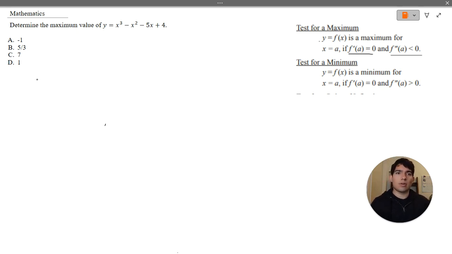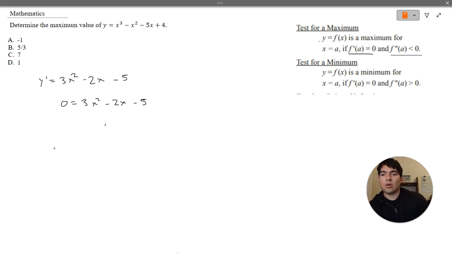I'll walk you through how to do the maximum test. The first thing that we need to do is take the derivative of our function. So we have y prime is equal to 3x squared minus 2x minus 5 for the function that we were given. And the next step is we need to find where f prime of a equals 0, like it says right there. So we're going to set this first derivative function equal to 0. So 0 equals 3x squared minus 2x minus 5.